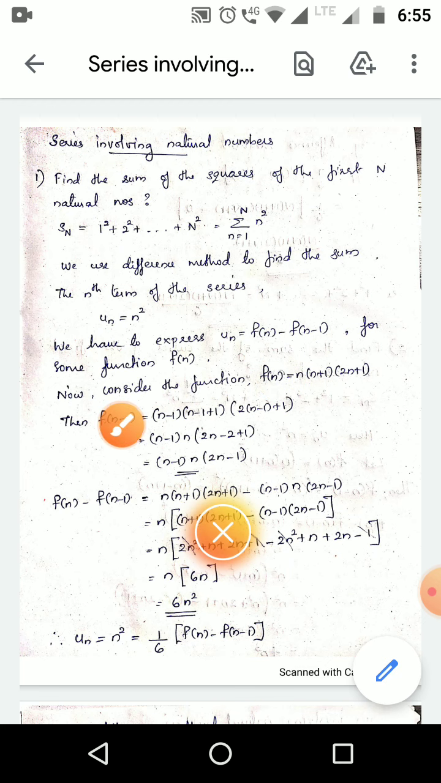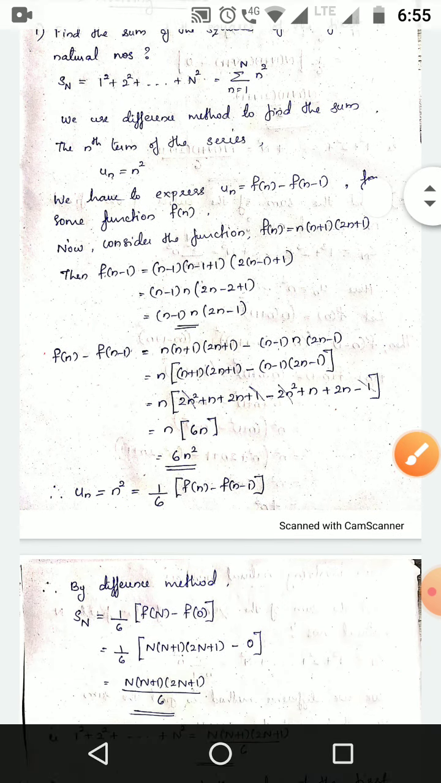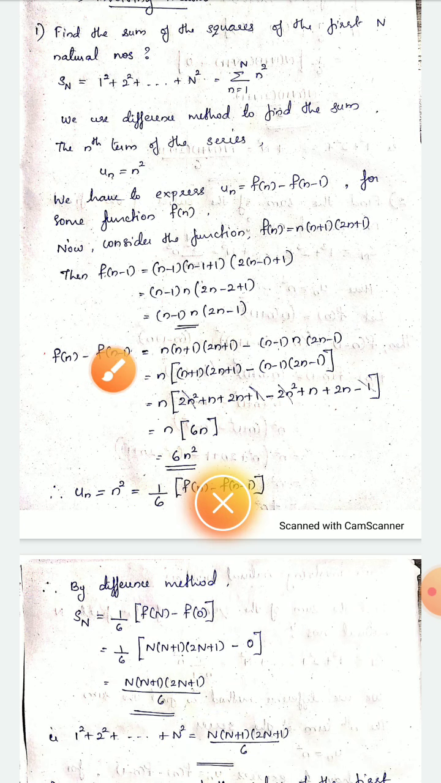Then f of n minus 1: in place of n, replace n with n minus 1. We obtain f of n minus 1, and simplifying, we get f of n minus 1 as n minus 1 into n into 2n minus 1. Then f of n minus f of n minus 1 is n into n plus 1 into 2n plus 1 minus n minus 1 into n into 2n minus 1. n is common, so take it outside and simplify. We get f of n minus f of n minus 1 as 6n square.